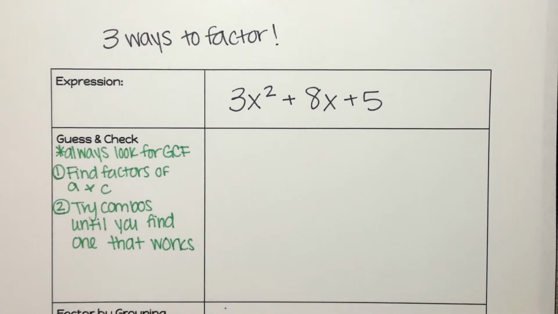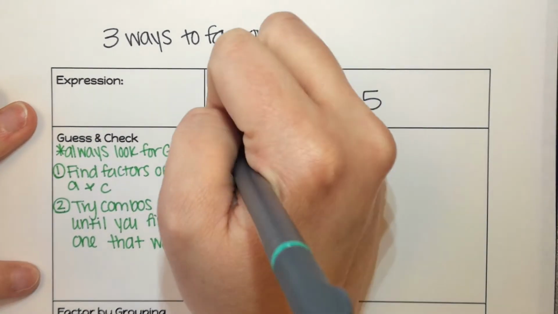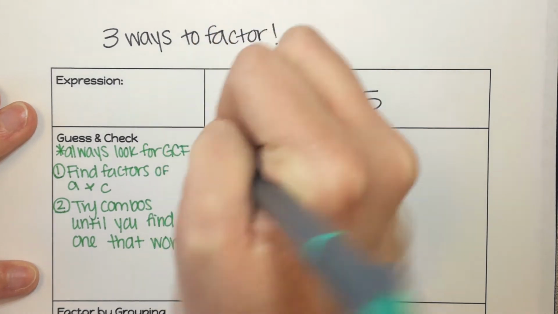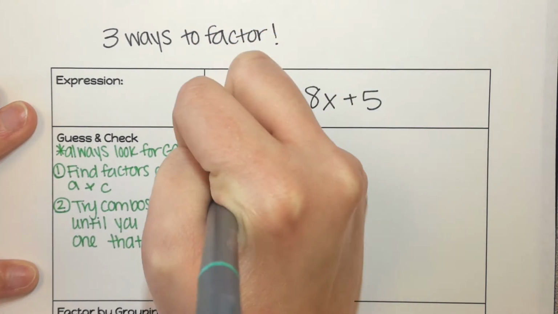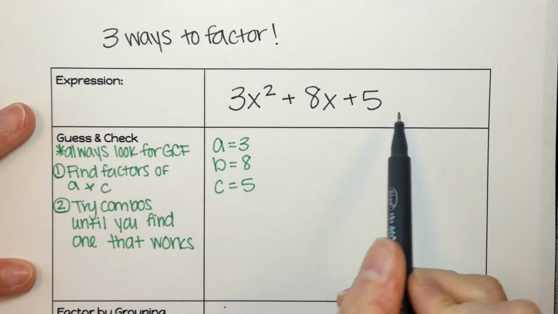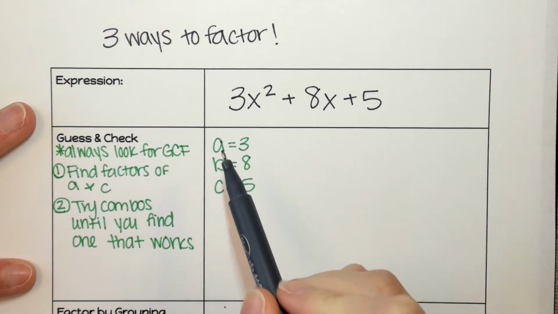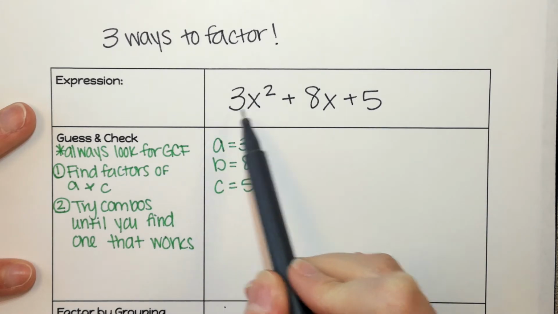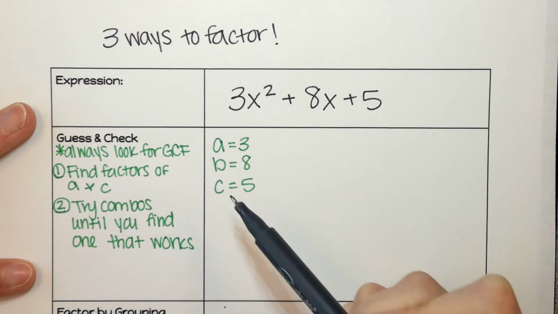Okay, here are the steps for guess and check. Always, always, always look for a GCF of the expression. Then you're going to find factors of A and C, and then try different combinations until you find one that works. So for this expression, we have A is 3, B is 8, and C is 5. And we don't have a GCF. Each of the terms just has an x. 3, 8, and 5, the only GCF is 1, and we don't need to pull that out.